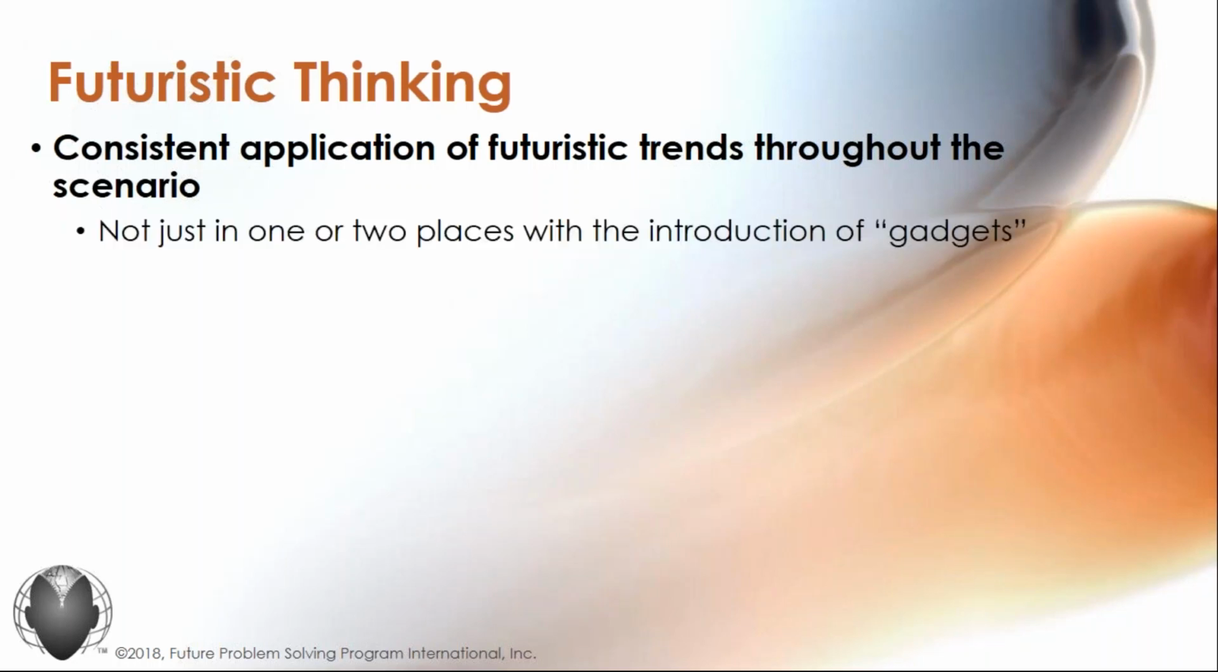So if you're reading a scenario and you're seeing these trends, what's really great about the information age we're in right now is we can just quickly Google that and get a little insight on the trends that the students are referencing. It is throughout the scenario. There's not just one or two times where a gadget's introduced or a special phone or a special piece of clothing or a special piece of technology, but it's actually part of the story.